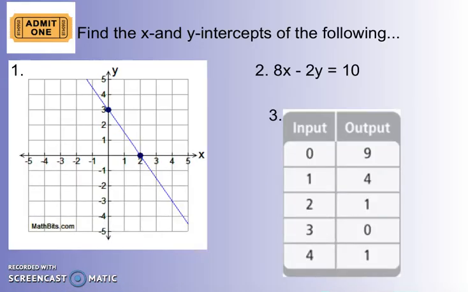Okay? So for tomorrow, what I'd like you to do are these 3 problems. I want you to tell me what are the x and the y intercepts.